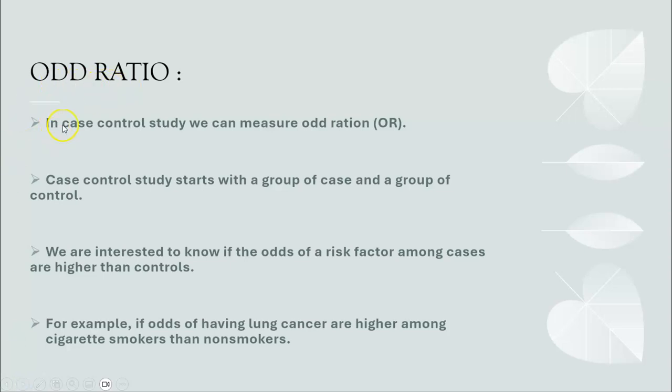Odds ratio. In a case control study, we can measure the odds ratio. A case control study starts with a group of cases and a group of controls. We are interested to know if the odds of a risk factor among cases are higher than controls. For example, if odds of having lung cancer are higher among cigarette smokers than odds of having lung cancer among non-smokers.